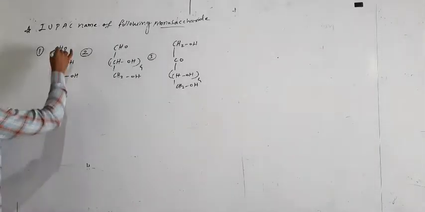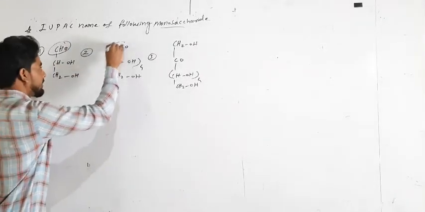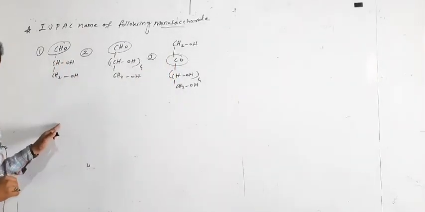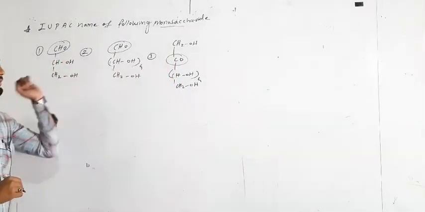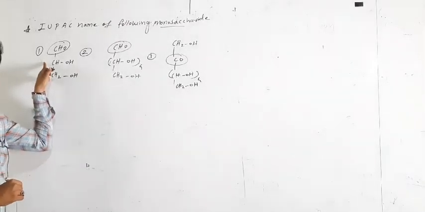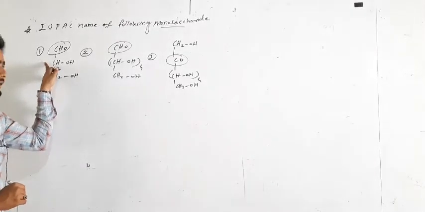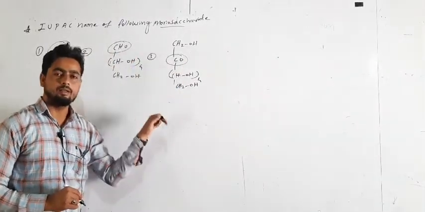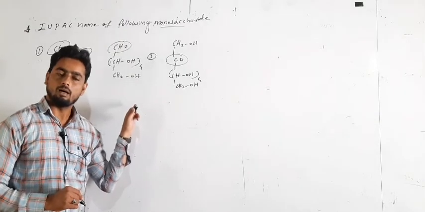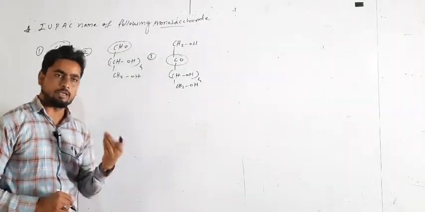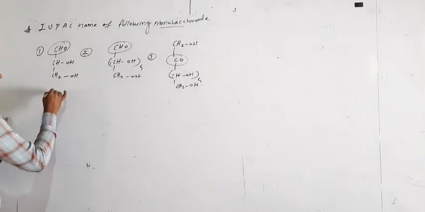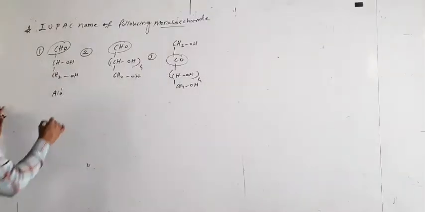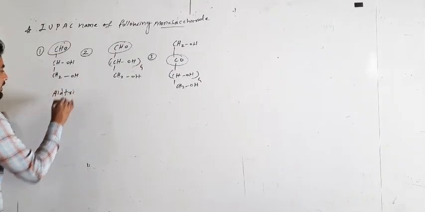The first contains an aldehyde. The second also contains an aldehyde, but the third contains a ketone. So to write the IUPAC name of any monosaccharide, first we identify the functional group. It is aldehyde, it is also aldehyde, and it is ketone. Now first we write the word of the functional group, ALD. And how many carbon? 1, 2, 3. Three is called tri, so ALD tri.